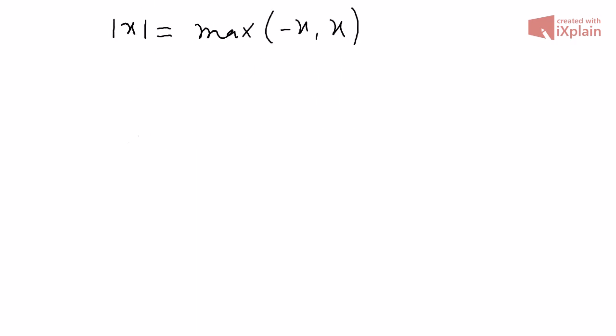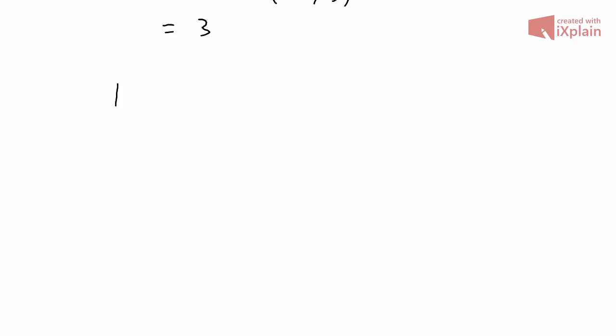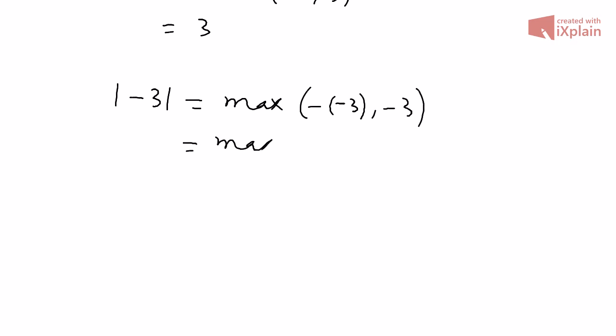For example, absolute of 3 is equal to maximum of negative 3 and 3, which is 3. Also, absolute of negative 3 is equal to maximum of negative 3 and positive 3, and the maximum of negative 3 and 3 is 3.